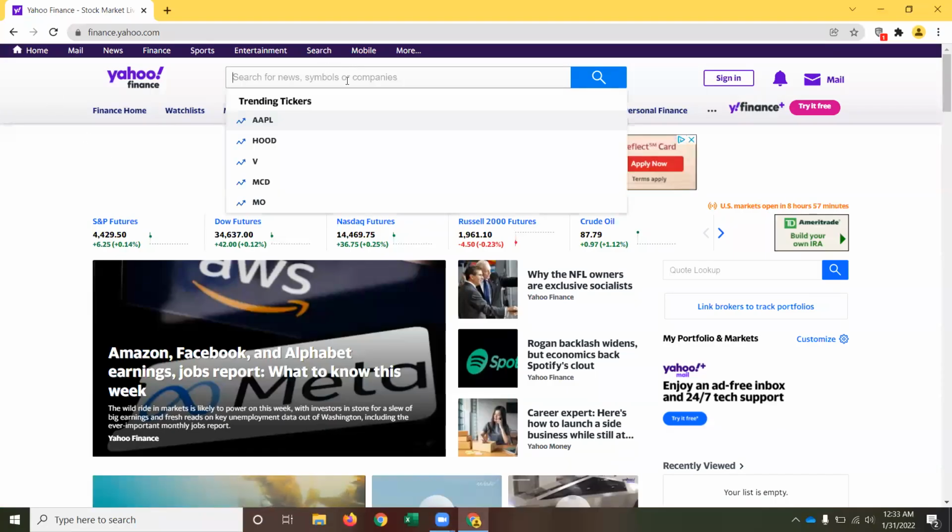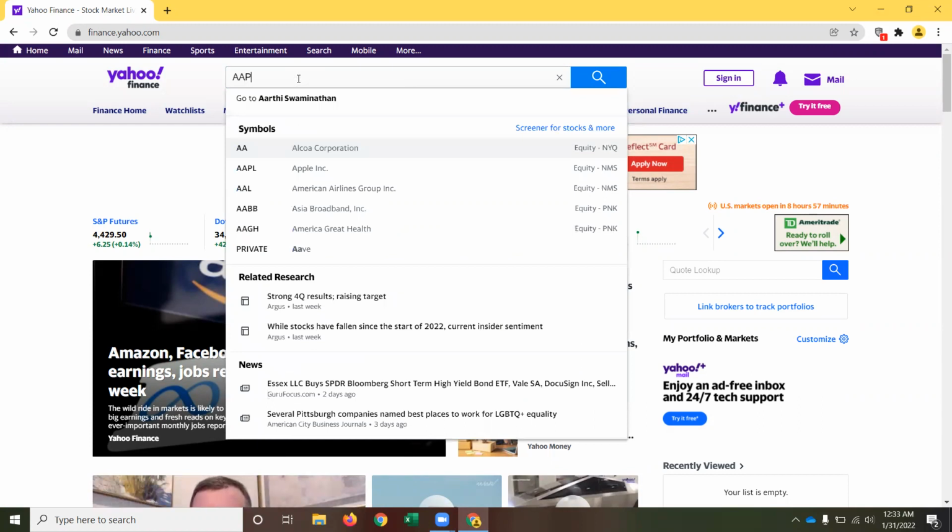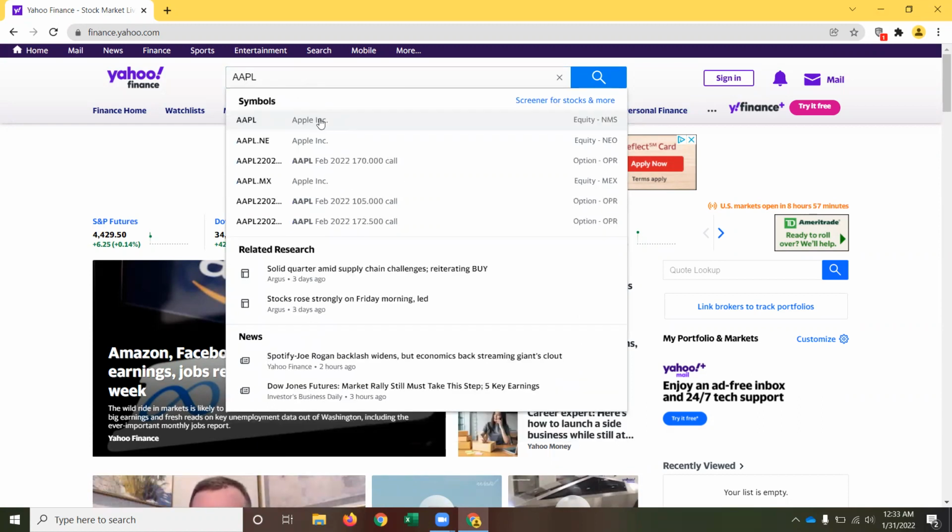To calculate beta, I'm going to collect market price information for Apple Incorporation and S&P 500 from Yahoo Finance. So first, let us start with Apple Incorporation. And the ticker for Apple Incorporation is AAPL.